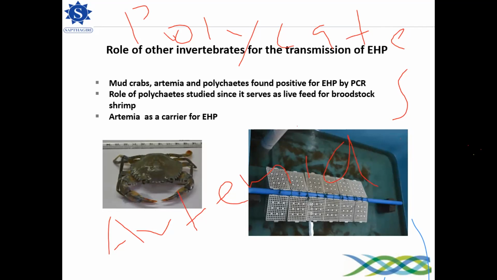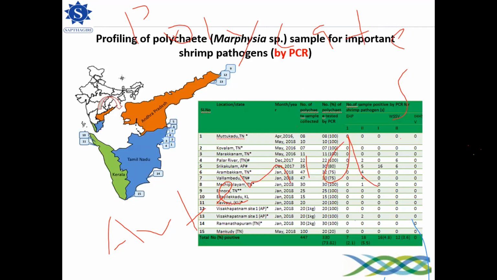But in the case of polychaetes, it's not a pure host, but it's a carrier for EHP. In the same case, Artemia also. This is a published paper conducted in India, where the polychaetes, the Marphysa, normally called mudworm, were screened to find out whether they are a carrier for EHP and other pathogens.